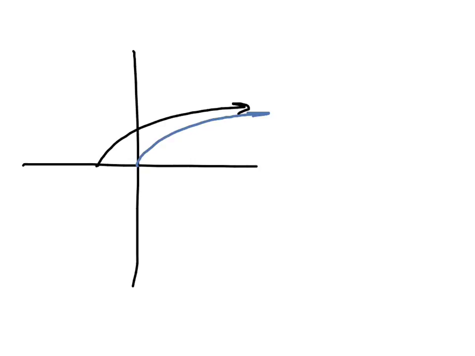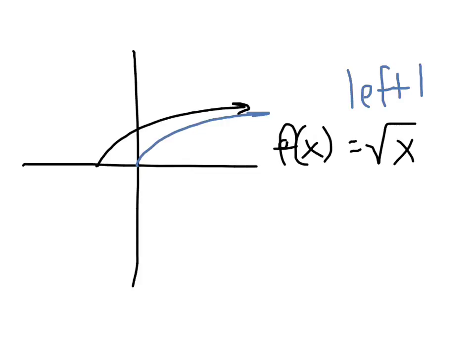So, how did the black one go from the blue one? It went left 1. So that's you describing left 1. That's the only description that happens. Now, as far as writing the rule, that means come up with the equation. If the original parent was the square root of x, where's left 1? How do you represent left 1 in an equation?